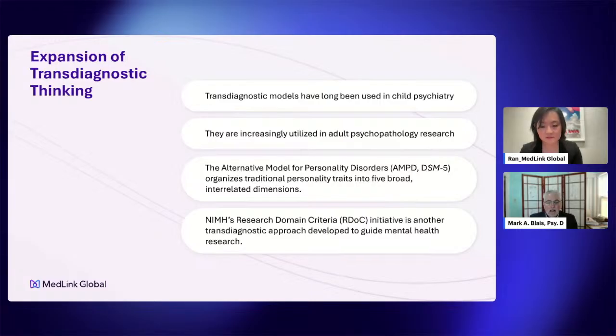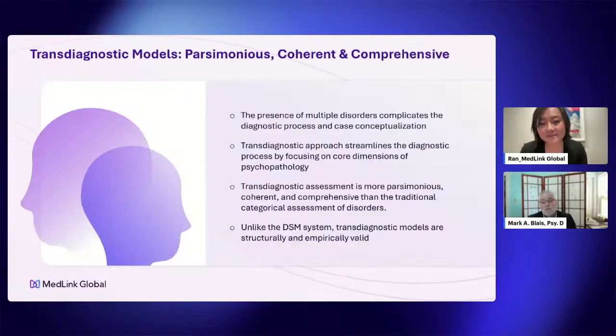It's even spread to research, where NIMH has come out with research domain criteria, or RDoCs, which is trying to move investigators, researchers, away from categorical diagnoses so that they study more fundamental or basic neurocognitive networks that underlie all psychiatric disorders. What is the attraction of transdiagnostic models? Well, they're parsimonious, they're coherent, they're comprehensive.